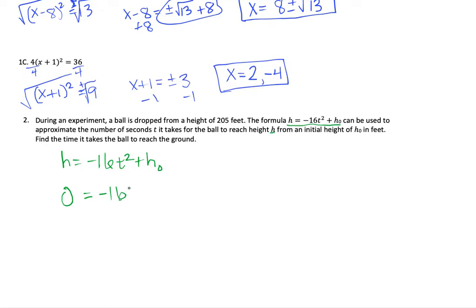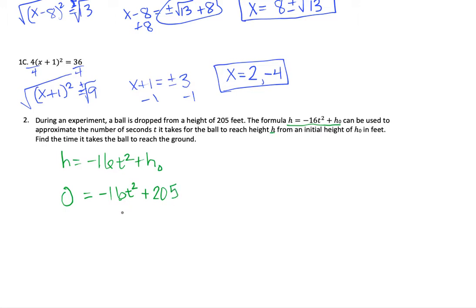We're solving for t, so we don't know t. And my h sub 0, that's an initial height. Well, he dropped the ball from an initial height of 205 feet. So we're going to add 205.